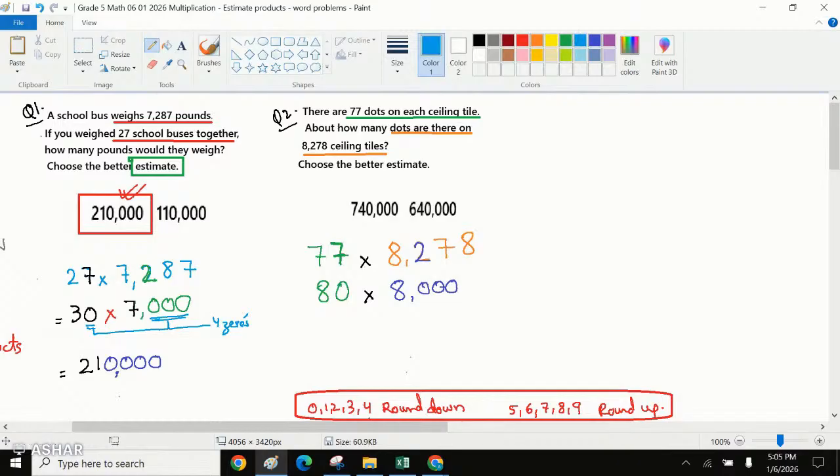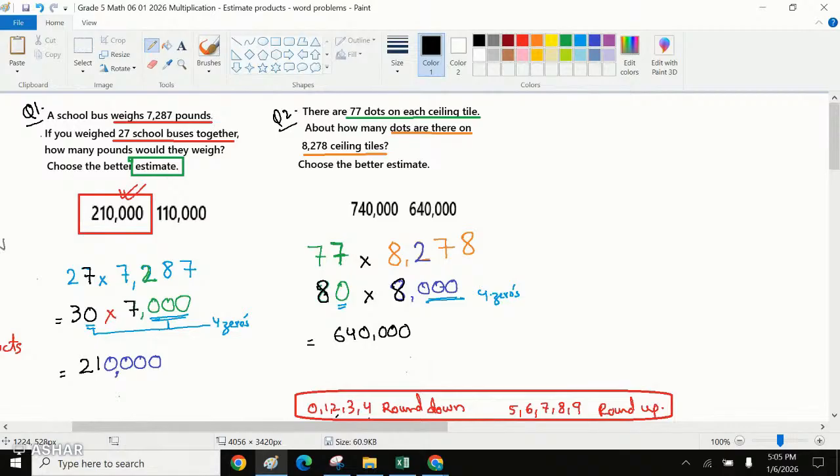We count the number of zeros, 1 0, 3 zeros. That means we have 4 zeros again, right? So what is 8 multiplied by 8? 8 multiplied by 8 is 64. And how many zeros were there? There were 4 zeros, right? So which is the closest answer?